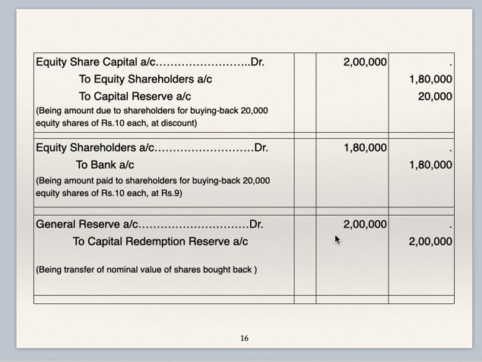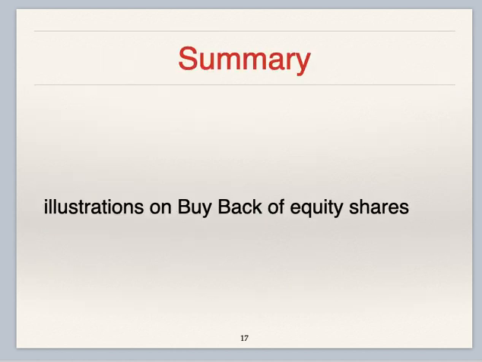Next entry is general reserve account debit to capital redemption reserve account. Nominal value of shares bought back is to be transferred to capital redemption reserve account from general reserve. You are debiting equity share capital with 2 lakh. There is no fresh issue. So 2 lakh is to be transferred to CRR account from general reserve.